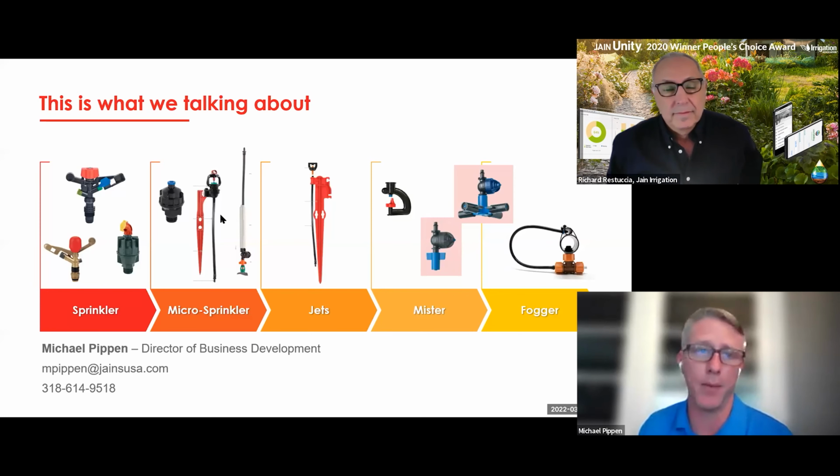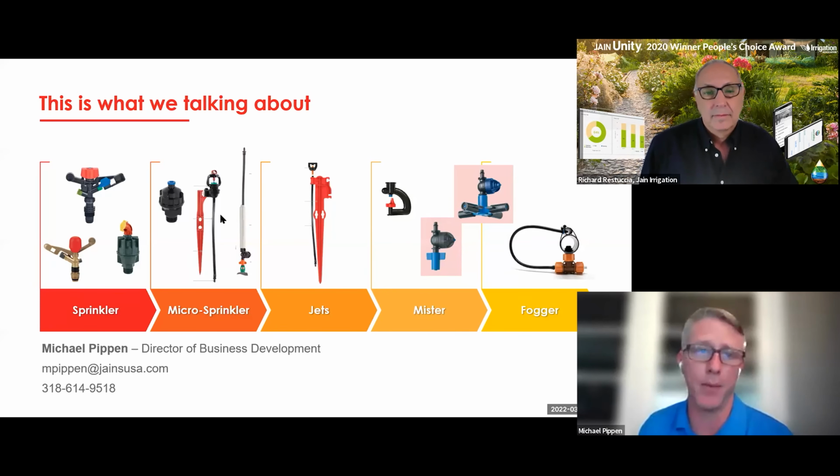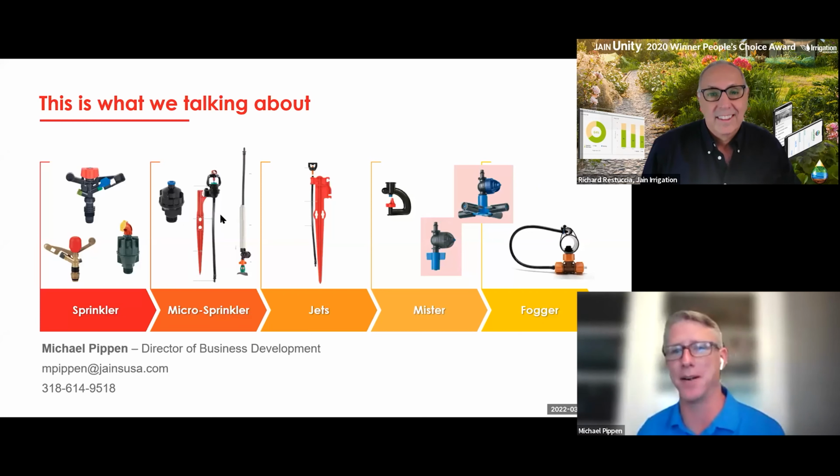They have a deflector plate of some sort, but they're really a larger droplet. You really wouldn't use them for misting. You would use them for irrigation. And so where do they fit? Do they fit here as a mister? Do they fit here as a micro sprinkler?